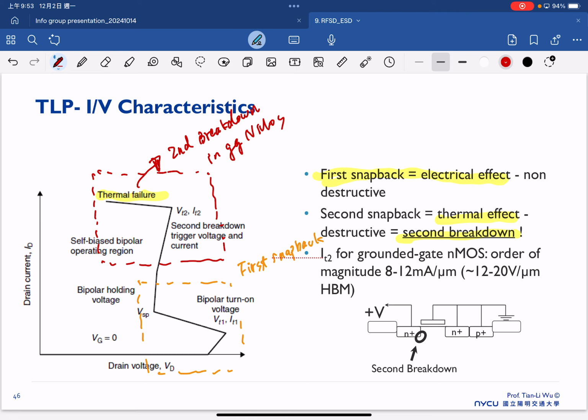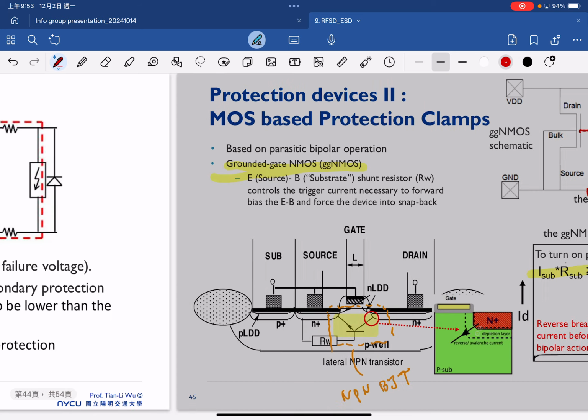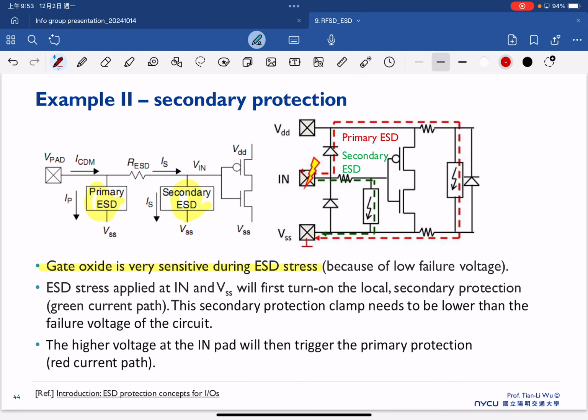So the idea is similar. On the one side, we hope all these protection devices can start to operate before the ESD starts to damage our core IC. But on the other hand, we don't want the ESD event to damage this ESD protection device, because once it damages them, we lose the ESD protection capability.